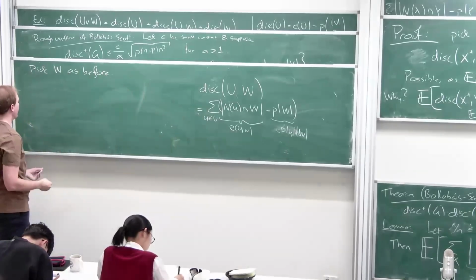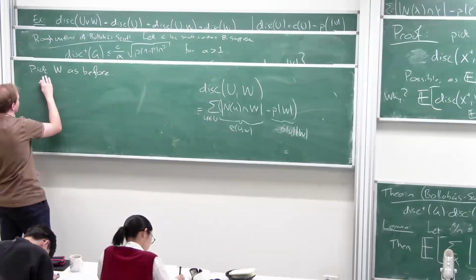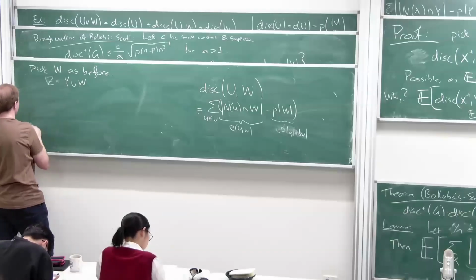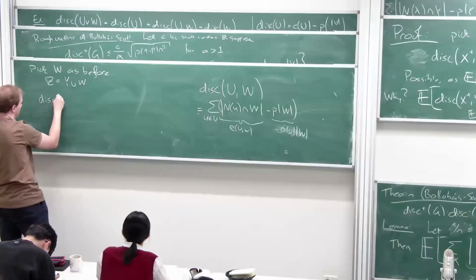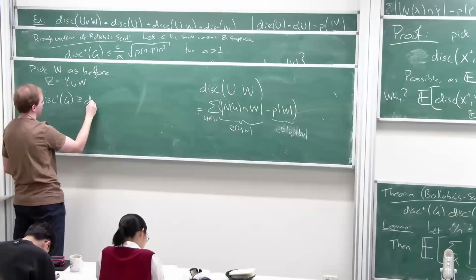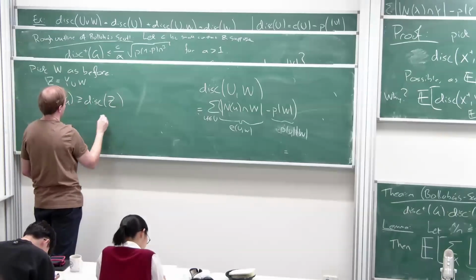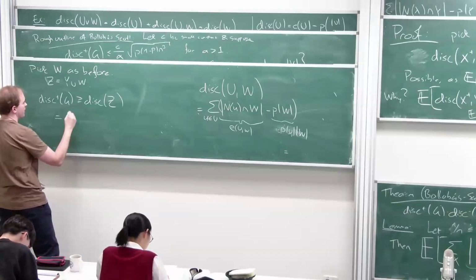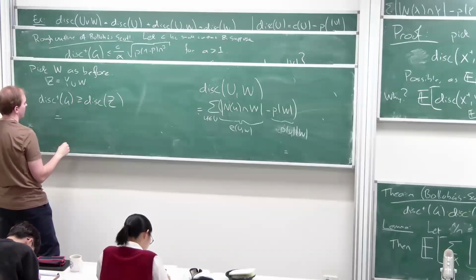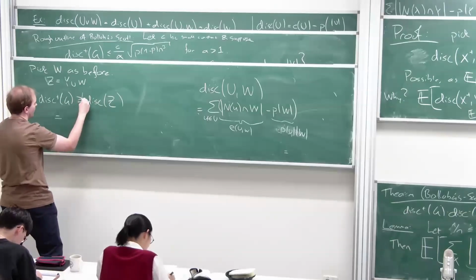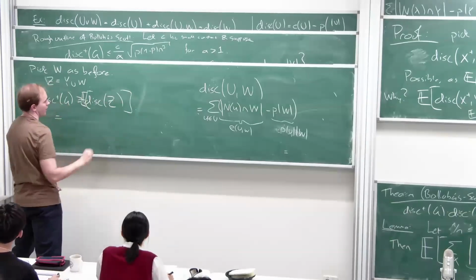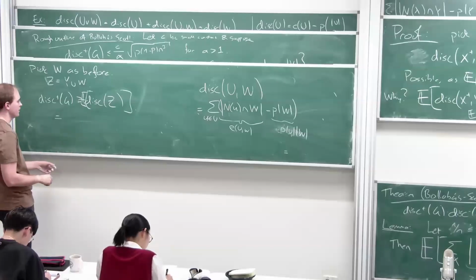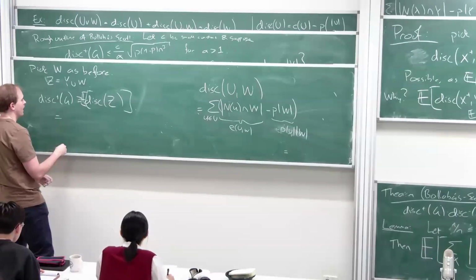We picked W as before, and we said it's said to be Y union W. So we know that the discrepancy of Z, well, now Z is actually a random set, but we know that the discrepancy of Z is always upper bounded by the positive discrepancy, so we get this bound for the expectation.